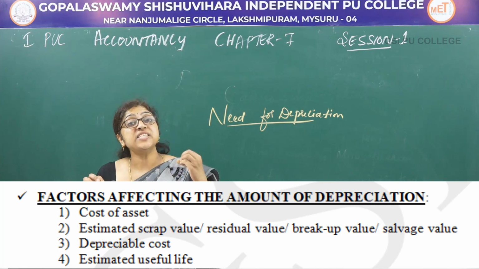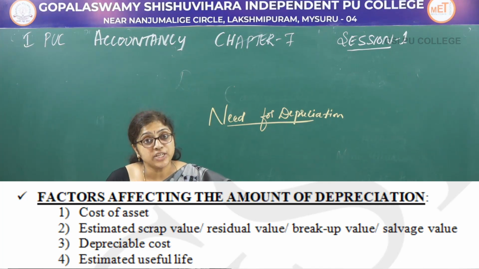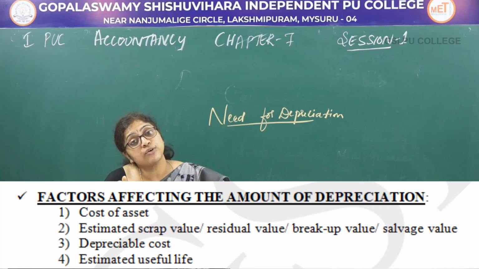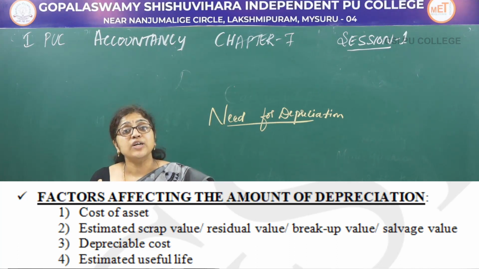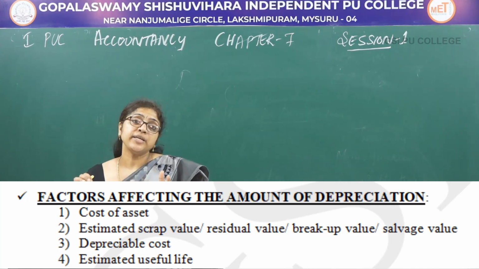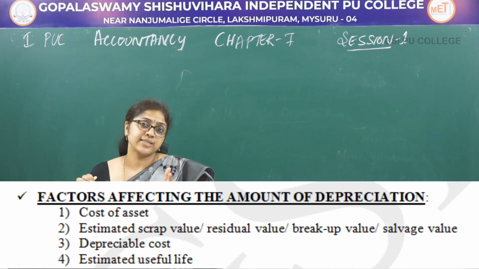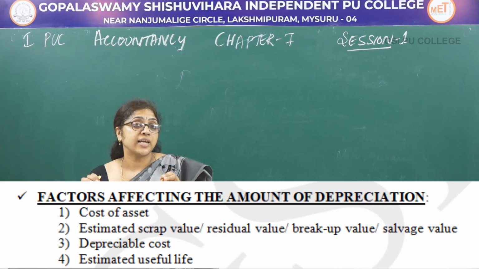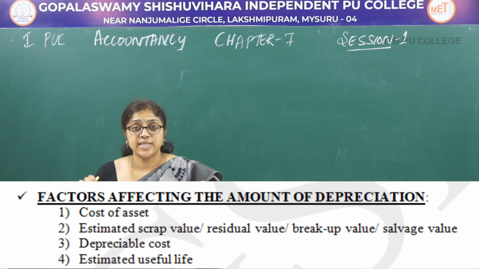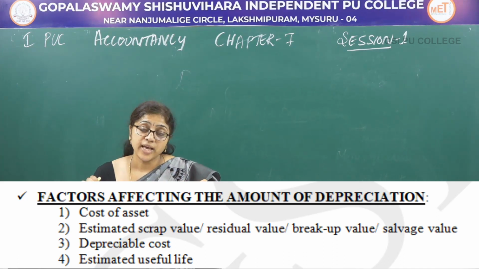Next one is depreciation cost. Depreciation of the asset is equal to its cost. Estimated useful life of an asset depends on usage of that particular asset, technological changes, and maintenance of the asset.